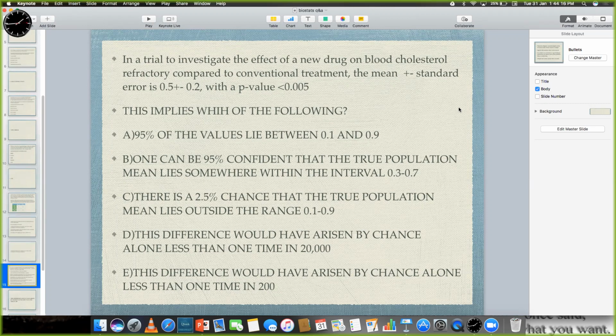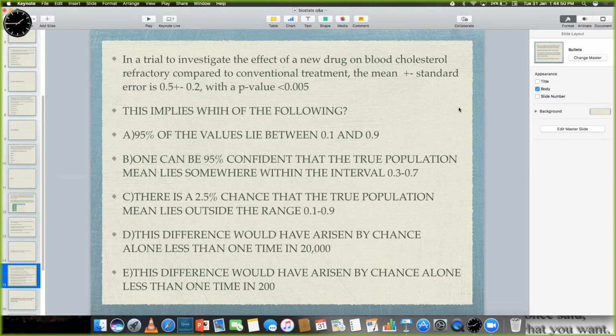Want me to repeat? Sure. So here, the trial to investigate the effect of a new drug on blood cholesterol compared to conventional treatment, the mean plus or minus standard error is 0.5 plus or minus 0.2. Okay, so because we are getting a confidence interval which is less than 0, which indicates that the new drug or the new treatment available is no better than the existing one. That's the information you derive out of it.